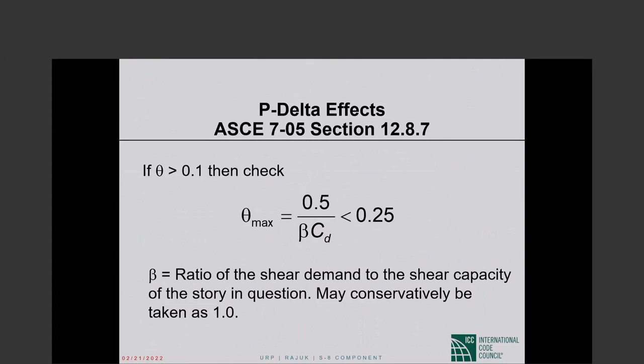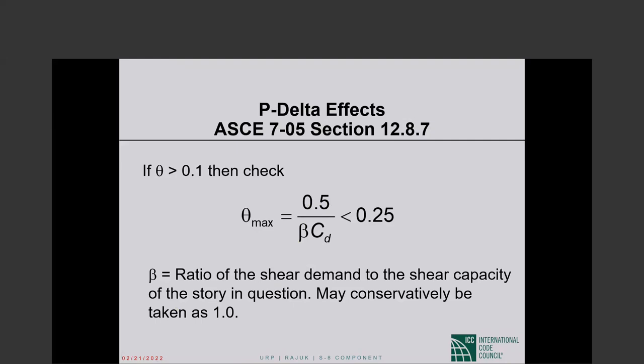If the stability coefficient exceeds 10%, then the largest value of theta along the height of the building shall not exceed 0.5 divided by beta times C sub D. C sub D we're familiar with. Beta is the ratio of the shear demand to the shear capacity of the story in question. Shear demand to shear capacity.